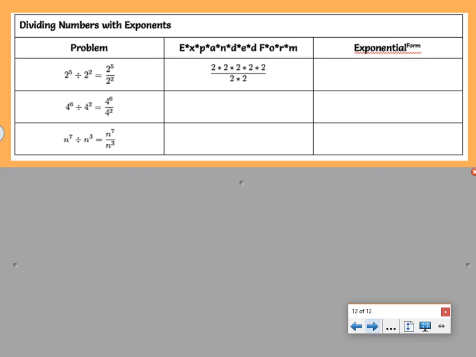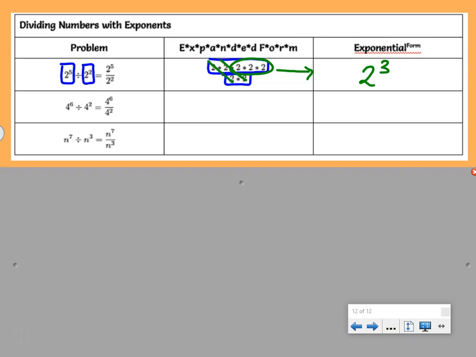Our problem is 2 to the 5th power divided by 2 to the 2nd power. So we have 2 to the 5th power, 5 2's being multiplied, divided by 2 to the 2nd power. So 2 2's being multiplied. Now when you have this occurrence, division and multiplication, the 2's on the top can cancel out the 2's on the bottom. So we can cancel out those pairs, which leave us with 3 2's left over. So exponential form would be 2 to the 3rd power because we have 3 2's left over. I will leave you to do the next examples and answer the questions.